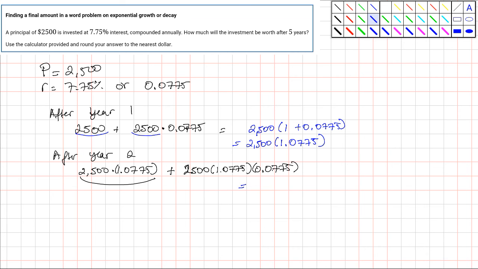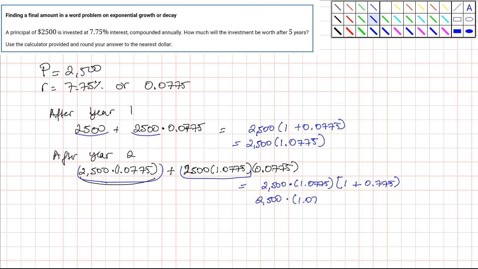Now if we look at this and try to simplify, let's try to factor this out. What they have in common is the term right here, so I'm going to take that out. If I take out 2,500 times 1.0775, I am left with 1 plus 0.0775, which is again 2,500 times 1.0775 times 1.0775, and this becomes 2,500 times 1.0775 squared.